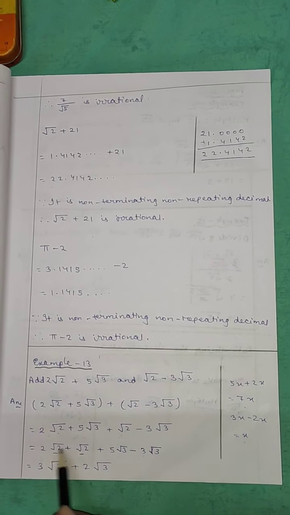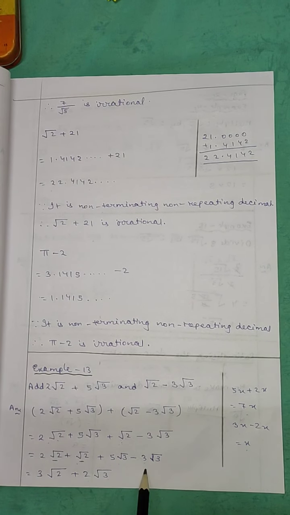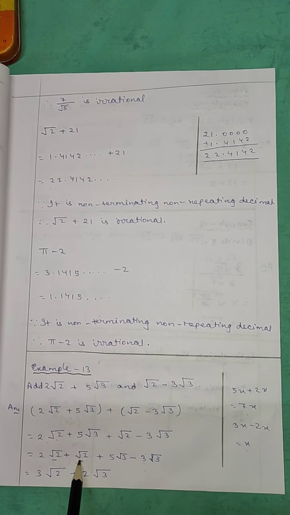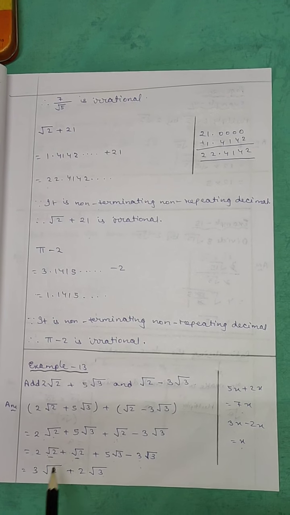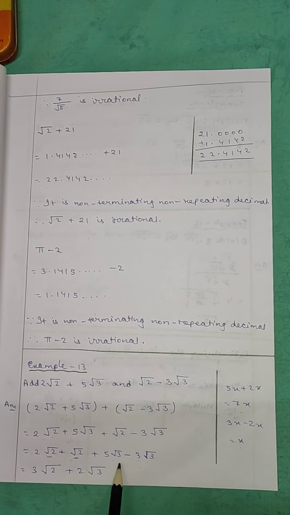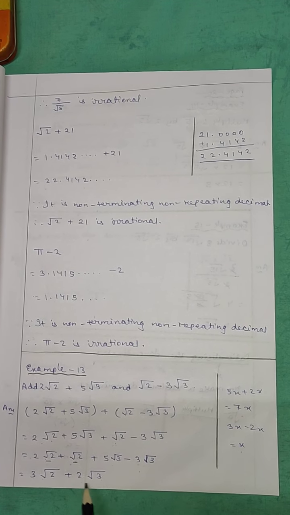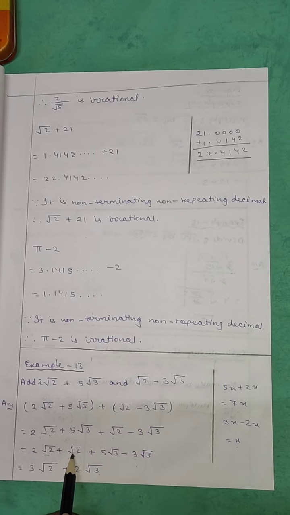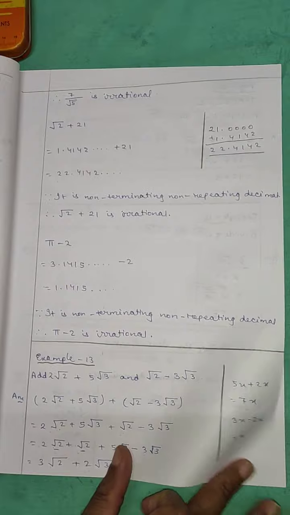That's why 2 root 2 and root 2 we are taking together, and 5 root 3 and 3 root 3 also we are taking together. 2 root 2 plus 1 root 2. Root 2 same. That's why their coefficient can be added. 2 plus 1, 3 root 2. Plus 5 root 3 minus 3 root 3. 5 and 3 can be subtracted. You will be getting 2 root 3. So whenever you are doing addition or subtraction, make sure that the under root number is the same. Then only its coefficient can be added, can be subtracted.